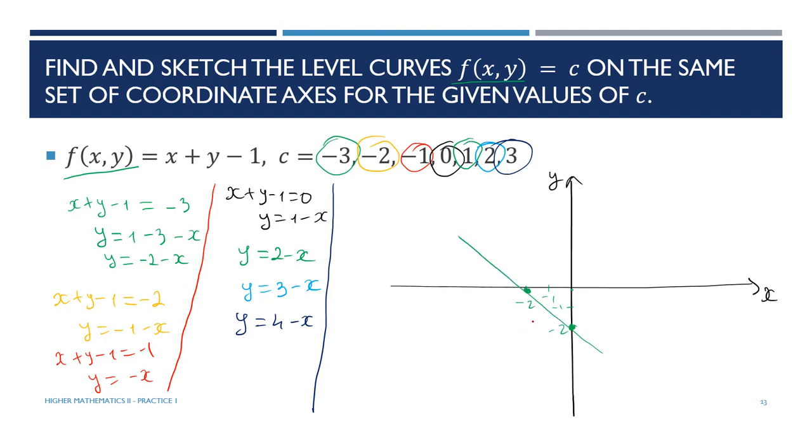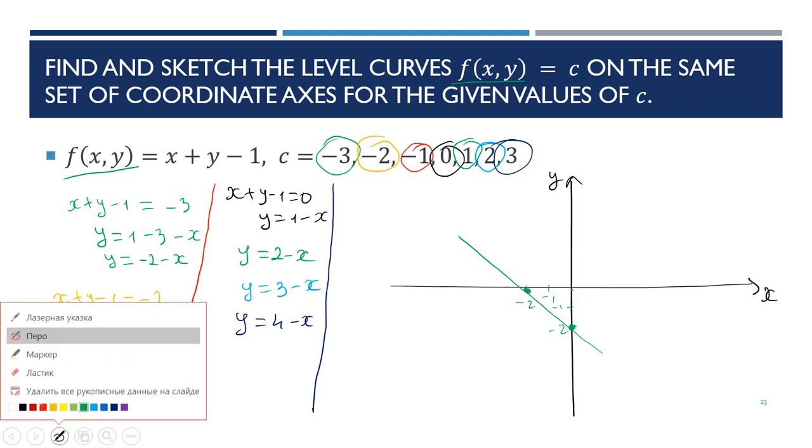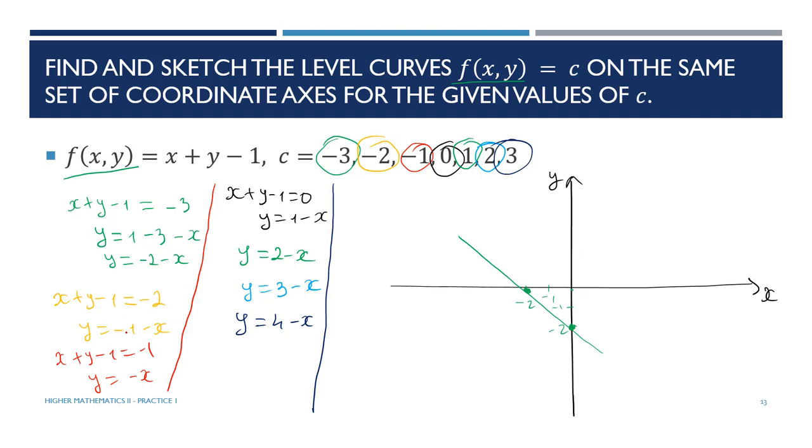That's gonna be fine. This is the first level curve, and next one: y equals -1 minus x. When x is 0, y equals -1. When y is 0, x equals -1. It's that point. So connect these points together and have fun.